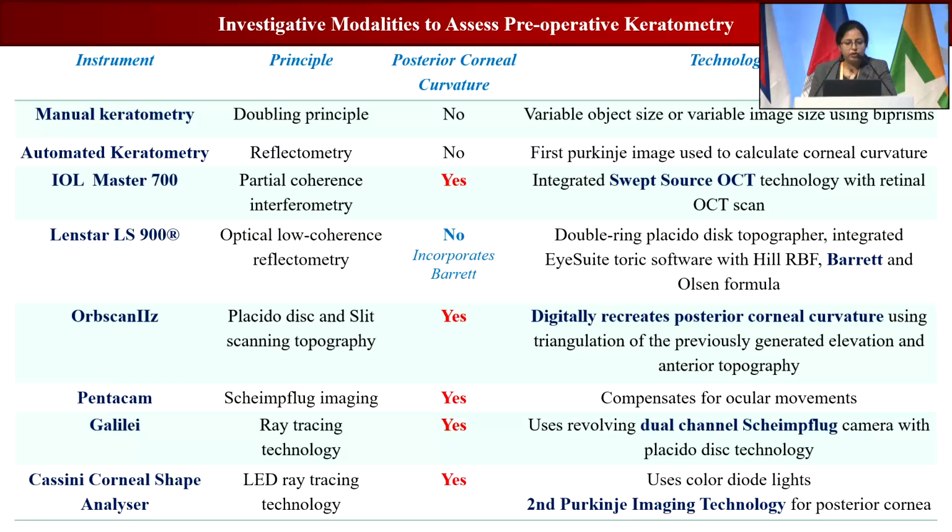So just an overview of the investigative modalities to assess preoperative keratometry. If you see, the newer optical biometers and devices used for IOL power calculation all measure posterior corneal curvature either directly or incorporate it in their formula. They are based on various technologies, as I just elucidated earlier: swept source OCT, Barrett digital recreation of the posterior corneal curvature, dual channel Scheimpflug, or Purkinje imaging technology.